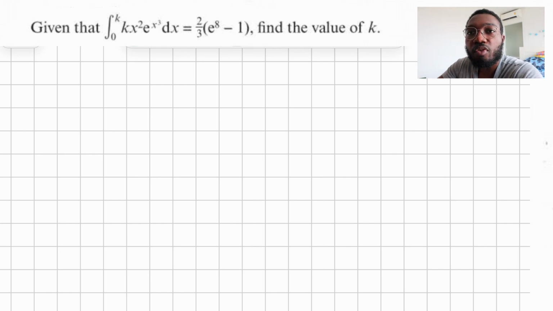Well, for this question, we have the e to the x cubed. Now looking at that, because we have x to the power of 3, if we differentiate that, that would be 3x squared.